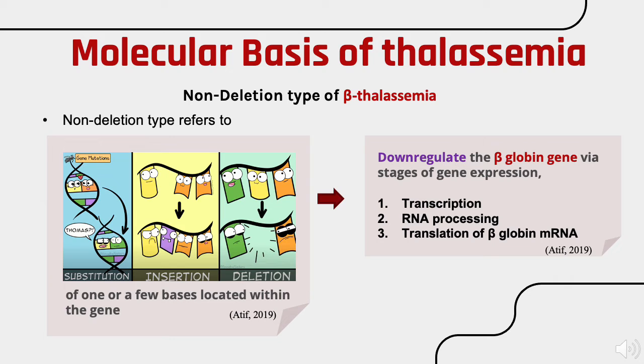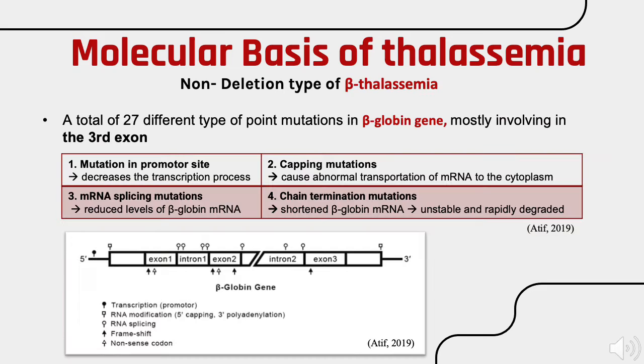As mentioned, non-deletion type refers to the change of nucleotide bases within the genes, and the change of DNA sequence will downregulate the beta globin genes via the stage of gene expression. There are many types of point mutation in beta globin genes as well, and most patients' genes have problems in their third exons, and below are some mutation examples in beta globin genes.